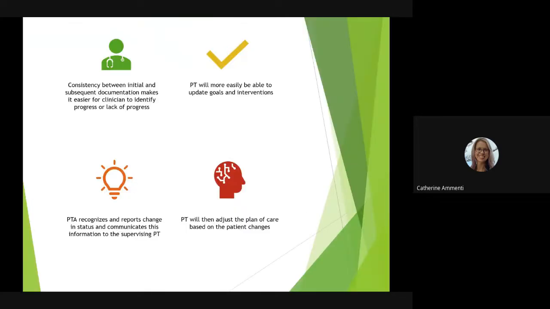Remember, consistency between the initial and subsequent documentation makes it easier for the clinician to identify progress or lack of progress. So if we're consistent in how we document, it's a lot easier to find the data we need. The PT will be more easily able to update goals and interventions. The PTA recognizes and reports changes in status and communicates this information to the supervising PT so that they can adjust the plan of care based on those patient changes.